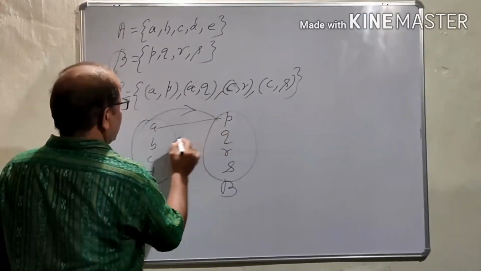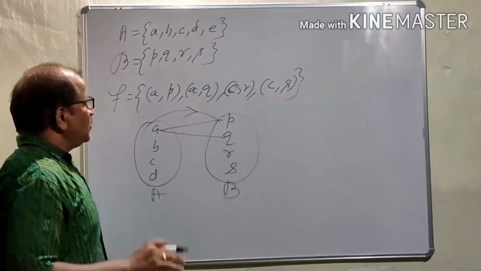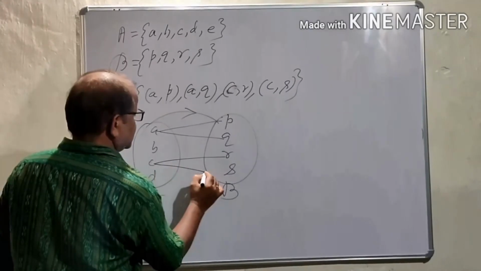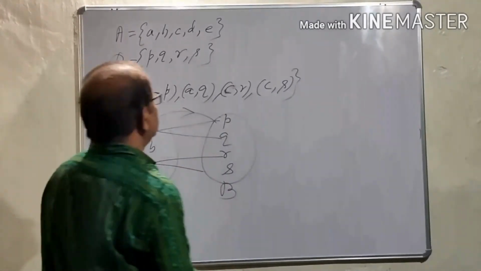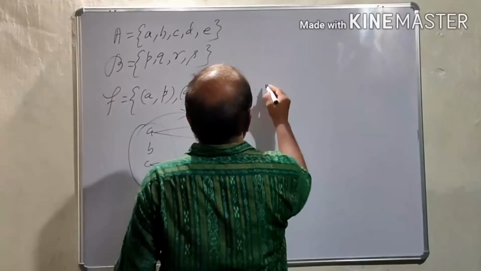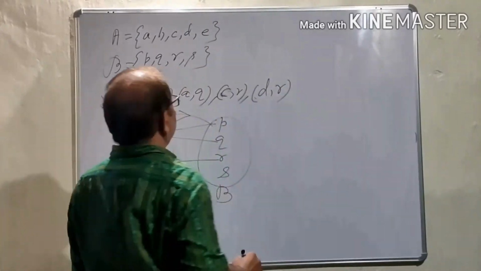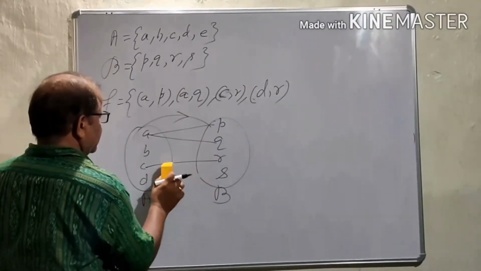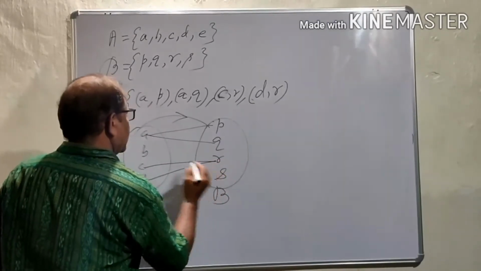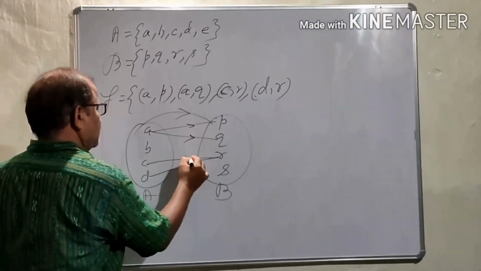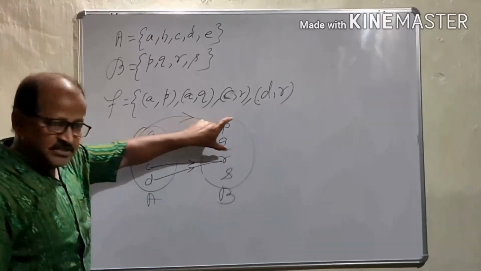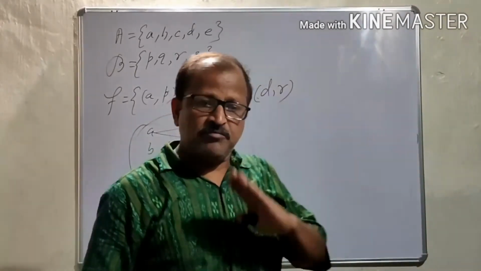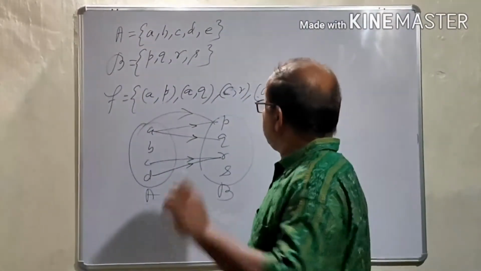Here AP, AQ make it one-many. Then CR, DR make it many-one. Due to this it is one-many, and due to this it is many-one. So a relation may be both many-one as well as one-many.